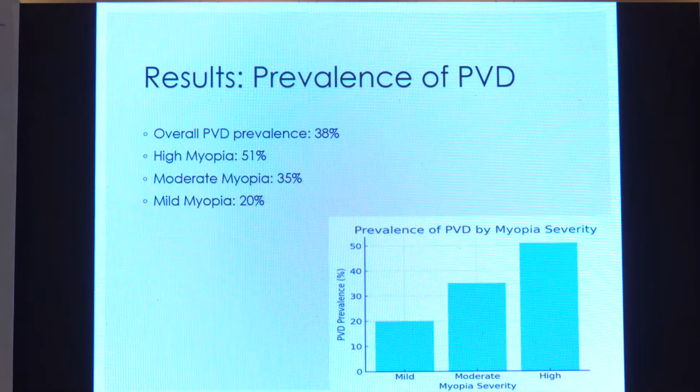Overall PVD prevalence was 38%. In high myopia it was around 51%. In moderate myopia it was around 35%. In mild myopia it was around 20%.